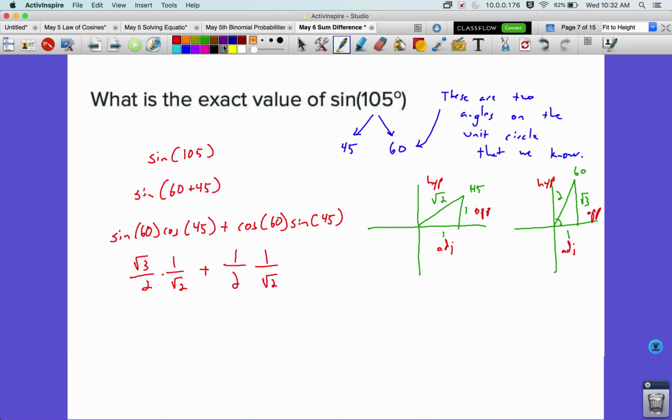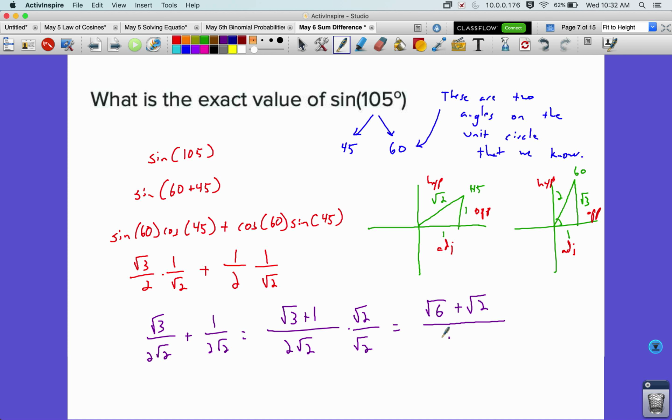Now we just have to simplify it. So square root of 3 over 2 root 2 plus 1 over 2 root 2 equals the square root of 3 plus 1 over 2 root 2. I don't want a square root in my denominator, so I multiply by root 2 over root 2. And I get the square root of 6 plus the square root of 2 all over 2 times 2, which equals the square root of 6 plus the square root of 2 all over 4.